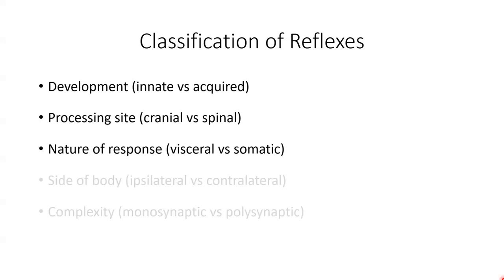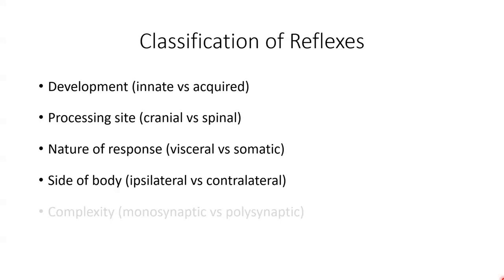We can classify reflexes based on the nature of the response. So for example, a visceral reflex will involve an organ or a structure that we cannot consciously control, such as when the pupil of the eye constricts or gets smaller when you shine a bright light. Or a somatic reflex, which will involve a skeletal muscle and includes things like the stretch reflex, which is when the doctor taps just below your knee on your patella tendon and your leg will kick out.